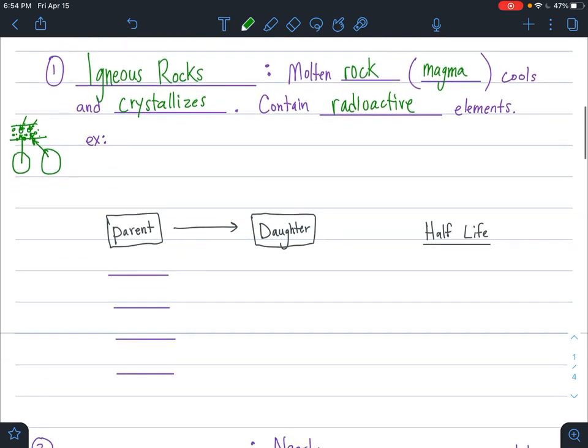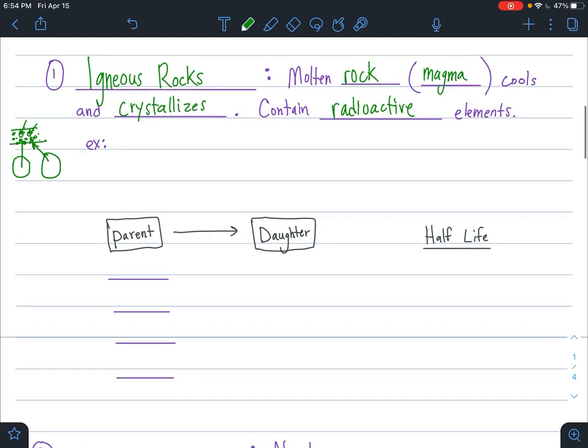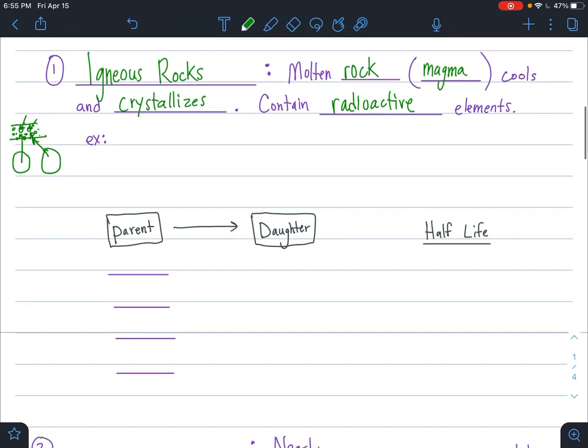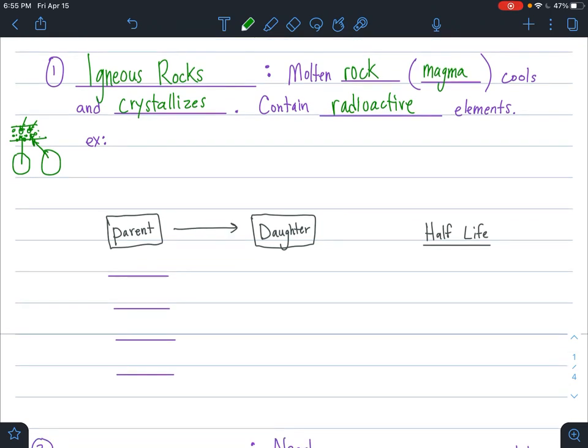So igneous rocks are the rocks that are cooled magma that crystallize, and since they contain radioactive elements, and it all happens at once when the igneous rock layer forms, the radioactive elements start decaying at that moment at time 0, and it continues from there. So we can use the igneous rock layers.